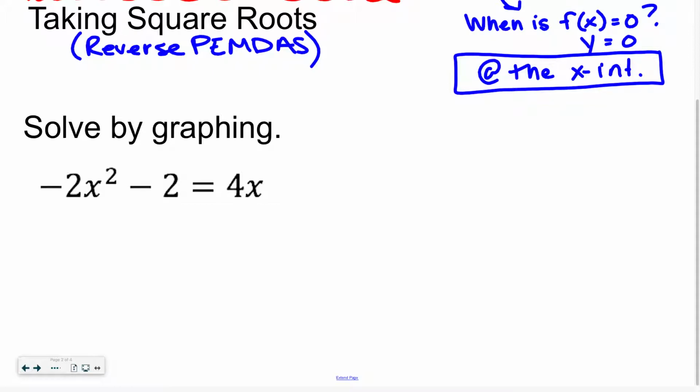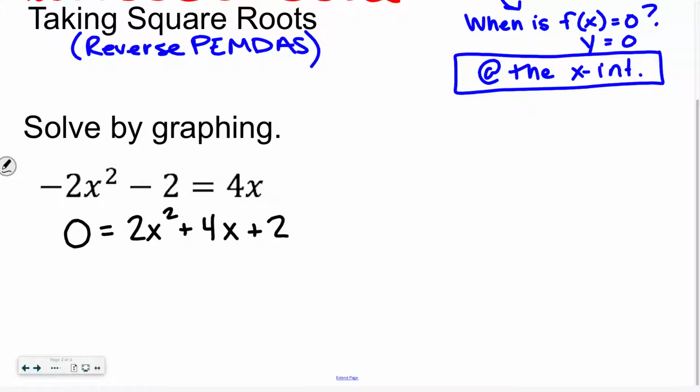It's totally up to you. I personally might choose to add the 2x squared and the 2 to the other side, only because then I don't have all those negatives. Okay, so I like that. So make one side equal to 0. This would be 2x squared, I'm going to rearrange it, plus 4x plus 2. And then I want to graph it.